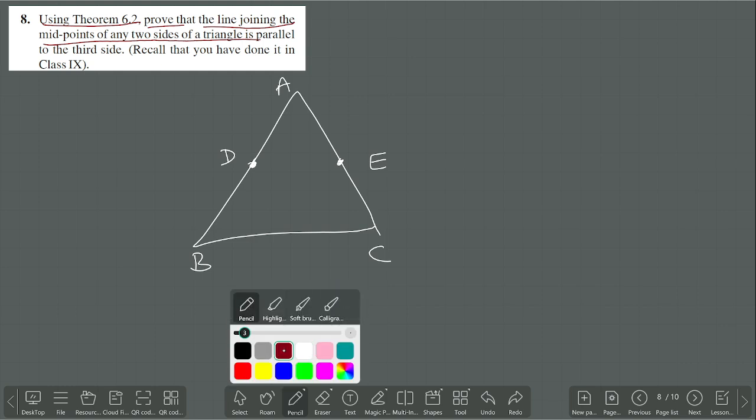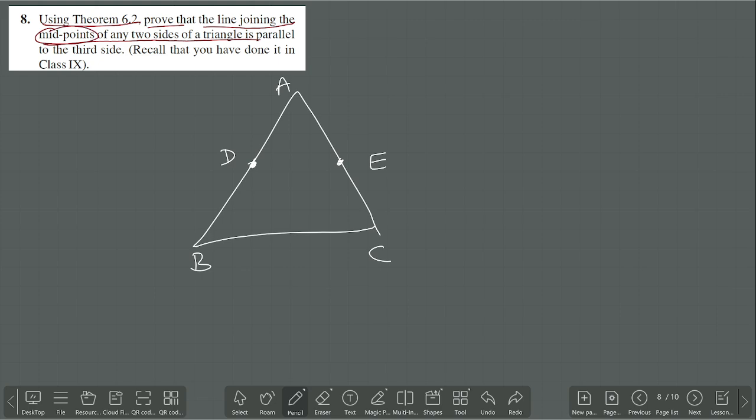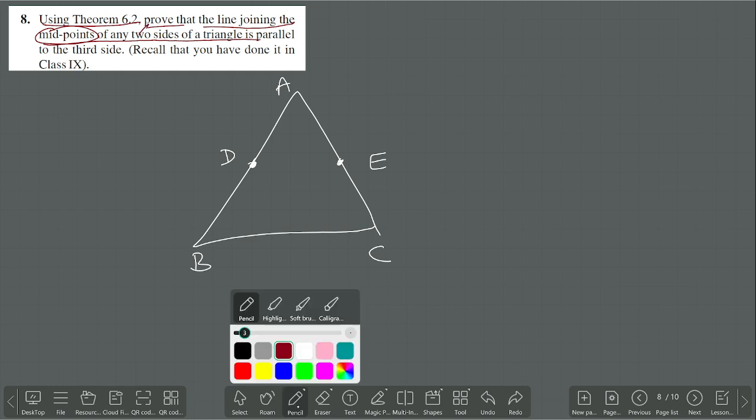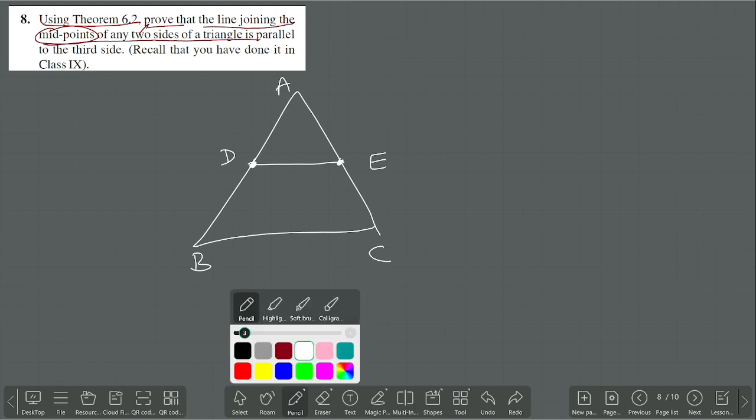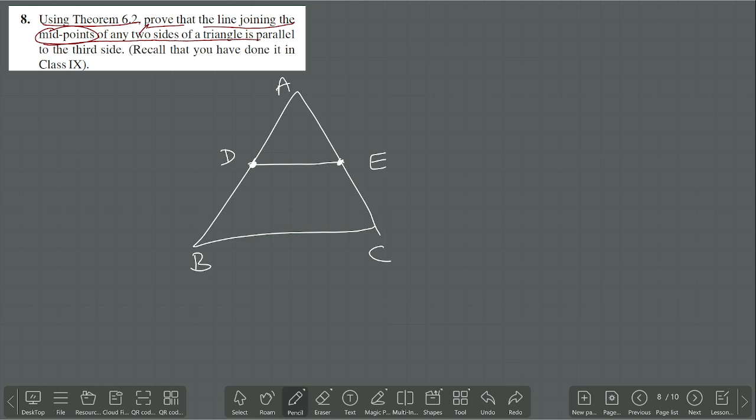As per the question, they said midpoints of any two sides, so here I am taking AB midpoint D and AC midpoint E and I am going to join them. When I join, what is happening? The question will read: the line joining the midpoints of any two sides of a triangle is parallel to the third side. That means we have to prove DE is parallel to the base BC.